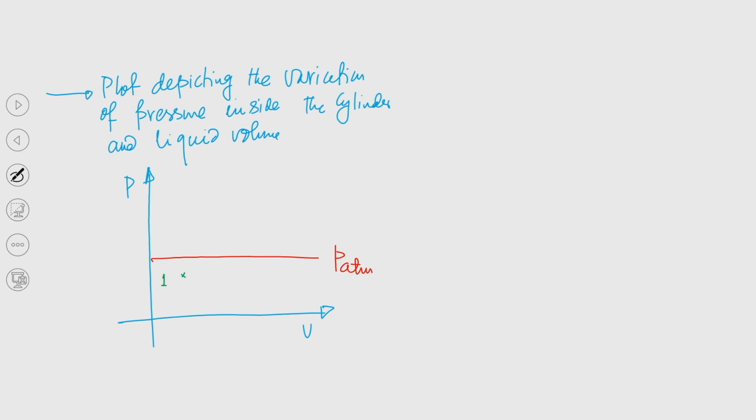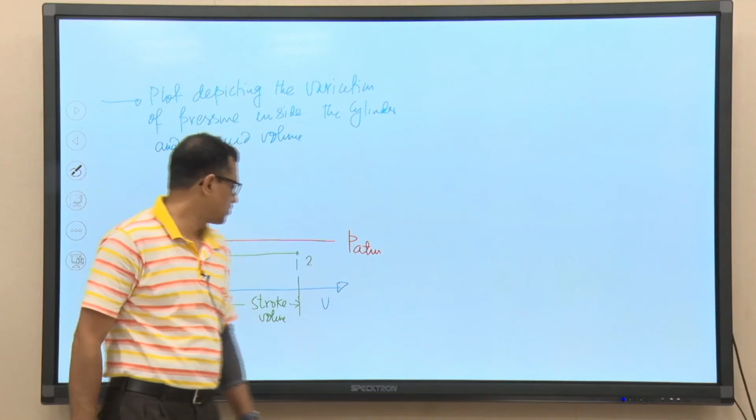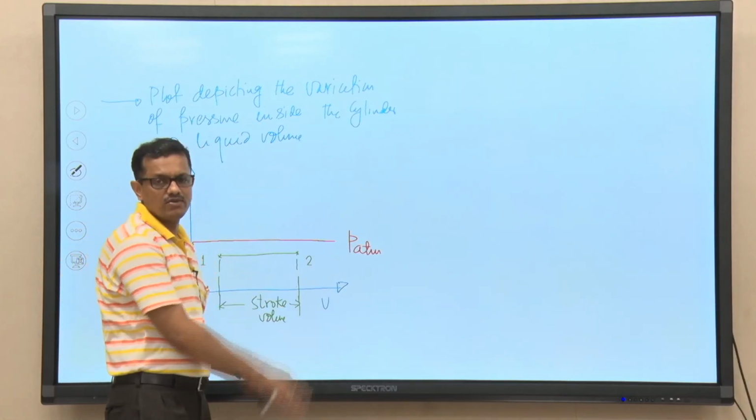will be less than the atmospheric pressure, and that is the driving force. So, this is the pressure line and this is point 2, and you can understand this is the stroke length. The piston movement is restricted. So, this is the stroke length, the volume of the stroke rather. Stroke volume. This is the amount of volume that will be drawn into the cylinder during the suction stroke, right, and an equal amount of volume will be discharged during the delivery stroke.